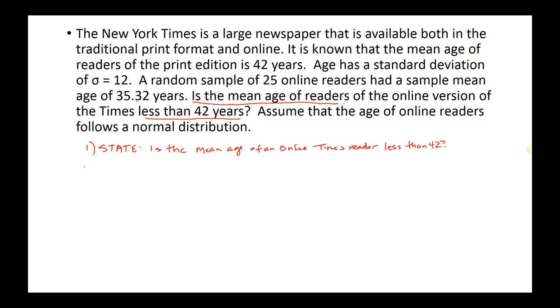Step 2 of the four-step process is plan. The first thing that we do in the plan step is identify our population parameter, which in this case is mu. So mu is the population mean, and for this problem, mu represents the mean age of an online Times reader. So mu equals the mean age of an online Times reader.